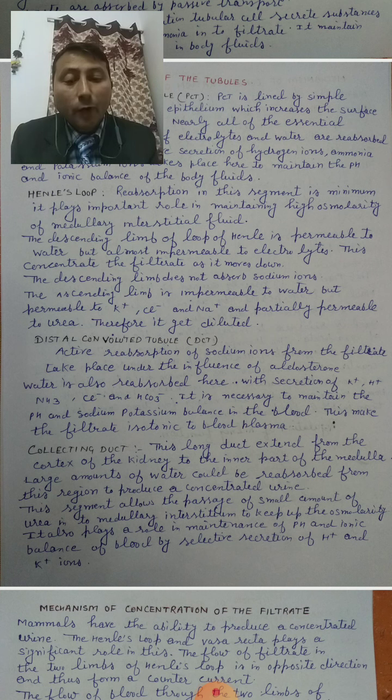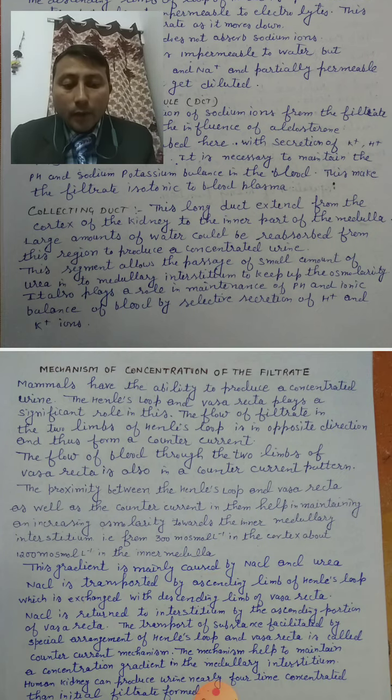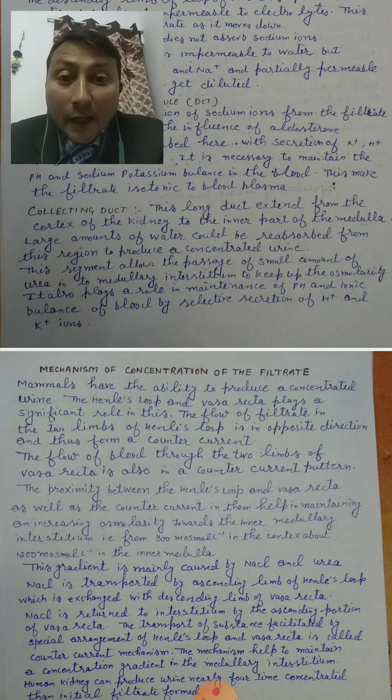Then we come to the next part, the distal convoluted tubule. There is active reabsorption of the sodium ions from the filtrate, and water is also reabsorbed. Secretion of potassium, hydrogen ion, ammonium ion and bicarbonate ion also takes place. Then we have the collecting duct. It extends from the cortex of the kidney to the inner part of the medulla. A large amount of water can be reabsorbed from this region to produce concentrated urine. This segment allows the passage of a small amount of urea to the medullary interstitium to keep up the osmolarity. It also plays a very important role in maintenance of pH and ionic balance, as you can see in this slide.